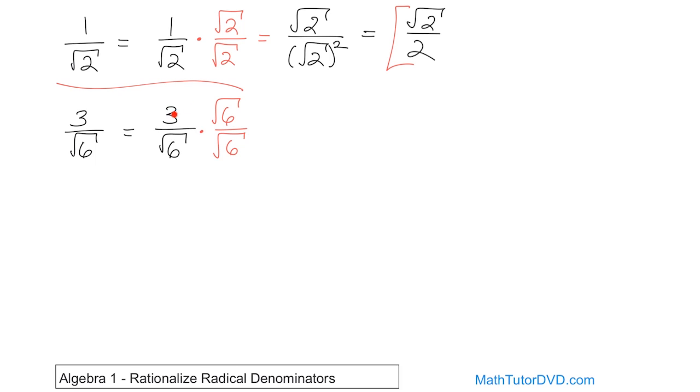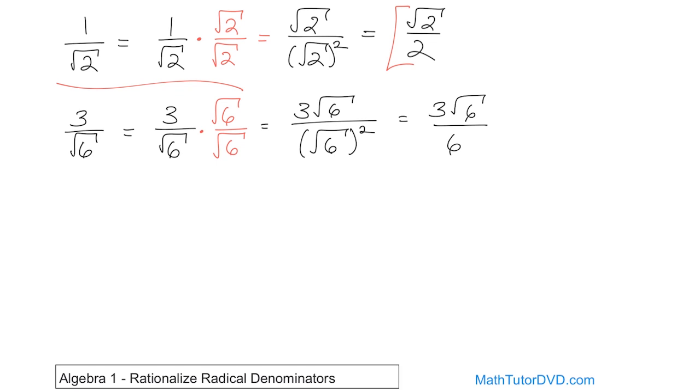Now in the top, 3 times the square root of 6, you can't really go any simpler than that, so you just keep it as 3 times the square root of 6. But on the bottom, what ends up happening is it ends up being the square root of 6 squared. Now you have a square that cancels with the square root, so in the bottom what you're going to have is 3 root 6 over 6.